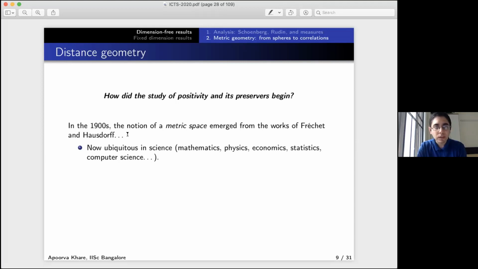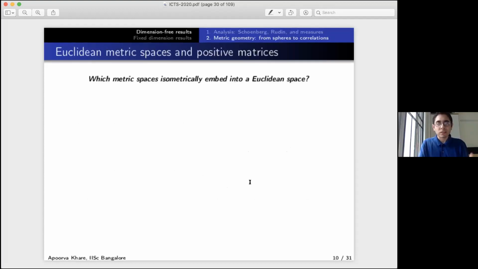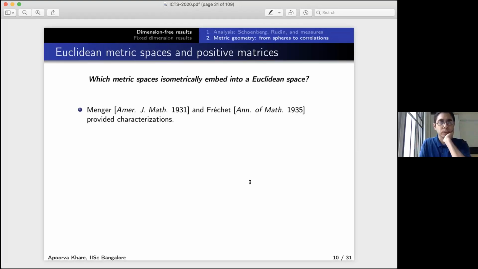Well-known people worked on it. Now, of course, it's ubiquitous everywhere. But here is a sample result from 1910 by Fréchet. If X is a metric space with n+1 points, it embeds into Rn, except not with the Euclidean metric, but with the sup norm. Fine. So it's very natural then to ask, okay, these are Euclidean spaces, but with non-Euclidean metrics. Can you embed X into a Euclidean space with the Euclidean metric? When does it look like the real world, if you will? And that question was studied by various people.